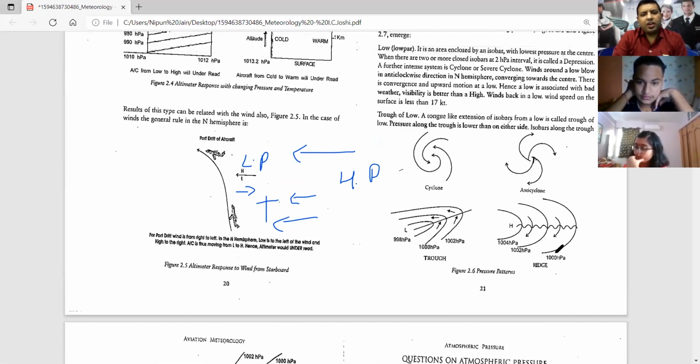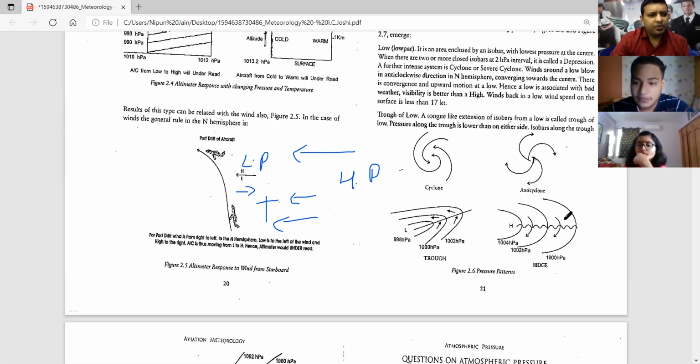So how will you know whether it is a trough or a ridge? In a trough, the low is in the middle and it is surrounded by higher pressure. In high pressure, the high is in the middle and then the values decrease outward: 1004, 1002, 1000. It is decreasing outside, so it is a high pressure system. Next, the gap between two isobars. Isobars are lines connecting places of equal pressure. In a high pressure system, there will be a greater gap between two isobars. But in a low pressure system, the gap will be much less, and it will be a narrow kind of patch. High pressure will be a broad patch and a trough will be a narrow patch, as you can see in the diagram.